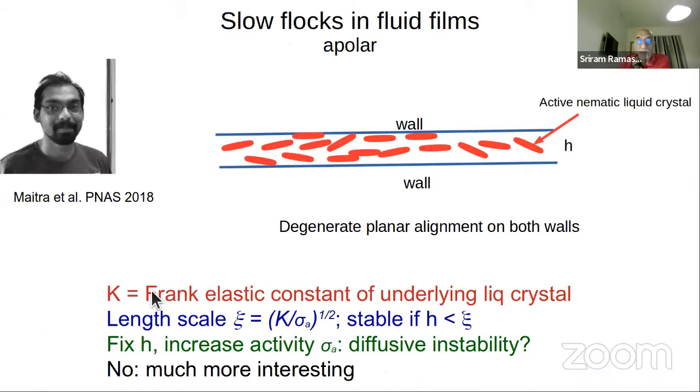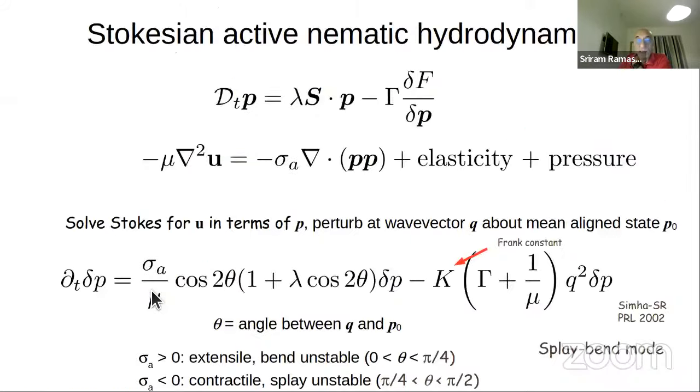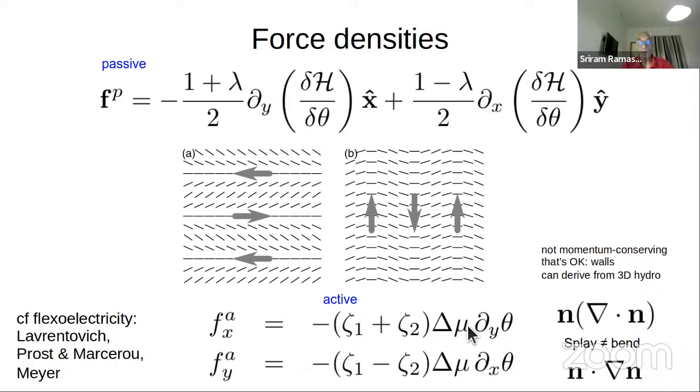What did I say about the active guys? You have to go back many slides, but I'm trying desperately to keep everything connected to what I told you earlier. I said the active stress is P times P. The active force density is a divergence of that P times P. If you translate that into the angle language, those force densities become just some coefficient, our activity parameter delta mu, times one space derivative of the angle.